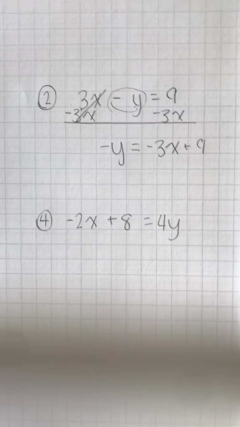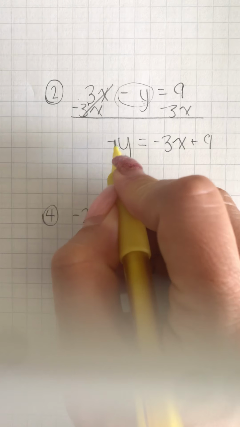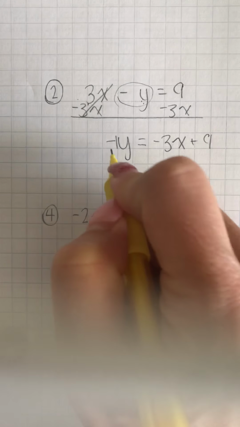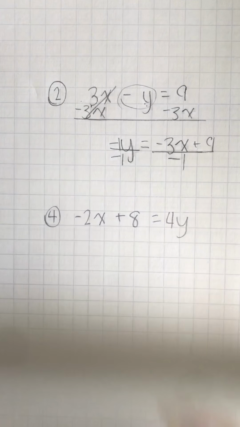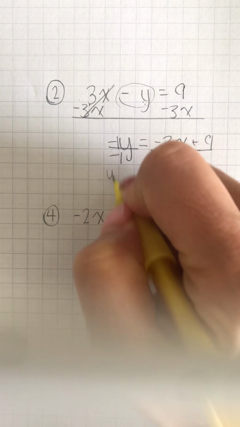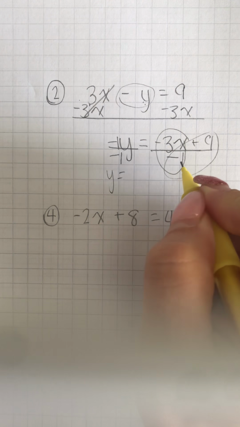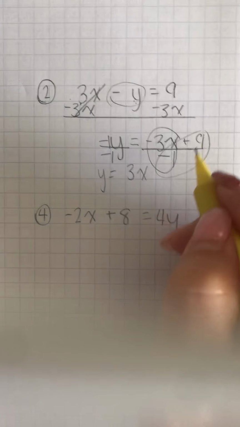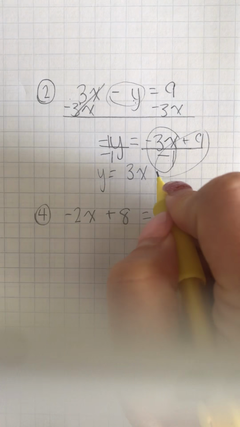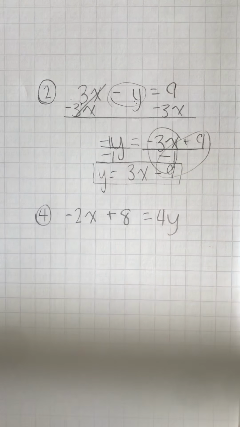Now, how do I get rid of that negative sign? Well, it's like there's a -1, an imaginary. You're going to divide both sides, and I mean everything, by -1. Then it's going to flip every sign. So a negative divided by a negative is a positive, and then 9 divided by -1 is -9. So that is my final answer.